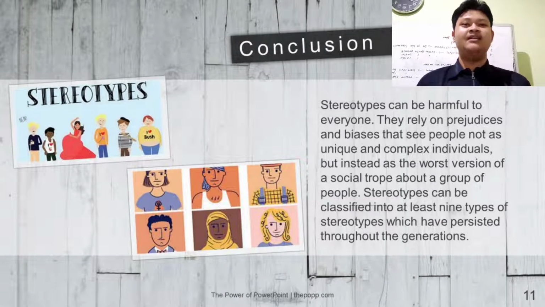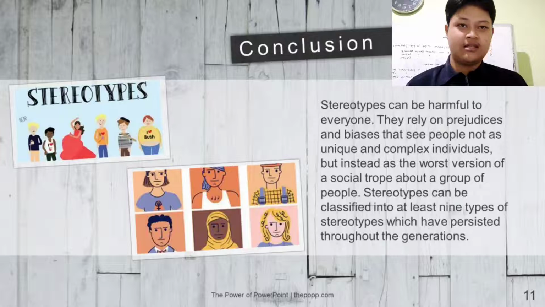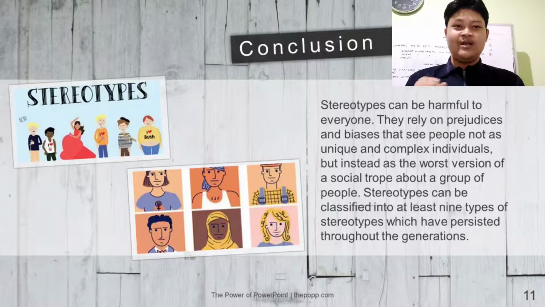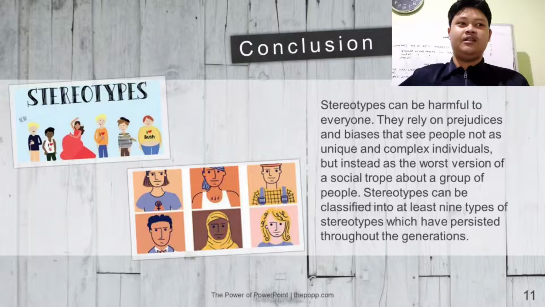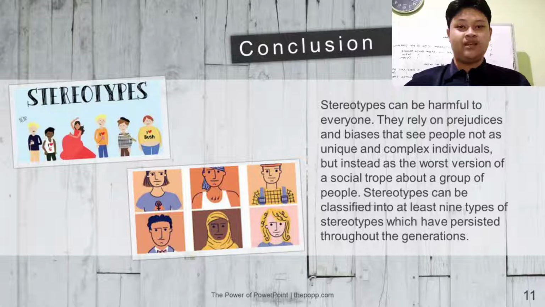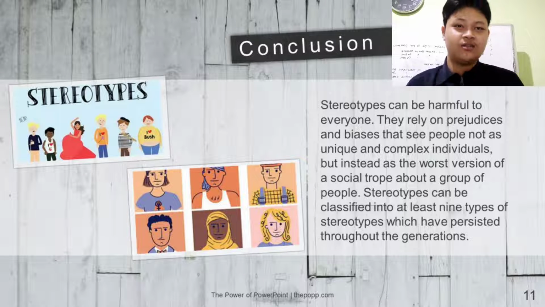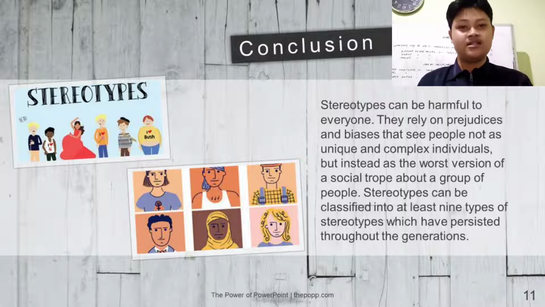Conclusion. Stereotypes can be harmful to everyone. They rely on prejudice and biases that see people not as unique and complex individuals, but instead as the worst version of a social trope about a group of people. Stereotypes can be classified into at least 9 types which have persisted throughout the generations.